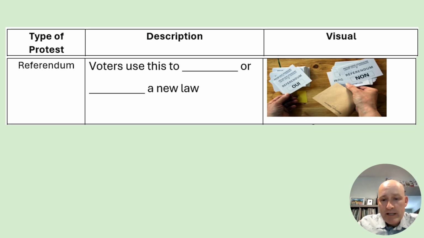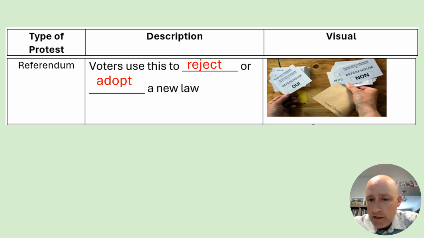Another type of protest is what we would call a referendum. And voters use this to either reject or adopt a new law. So, for example, one was about cannabis, whether it was allowed, yes or no, and for the state referendum, most people said yes, cannabis was allowed. So it got adopted as a law. Okay, it's where you have a direct vote on a certain issue.